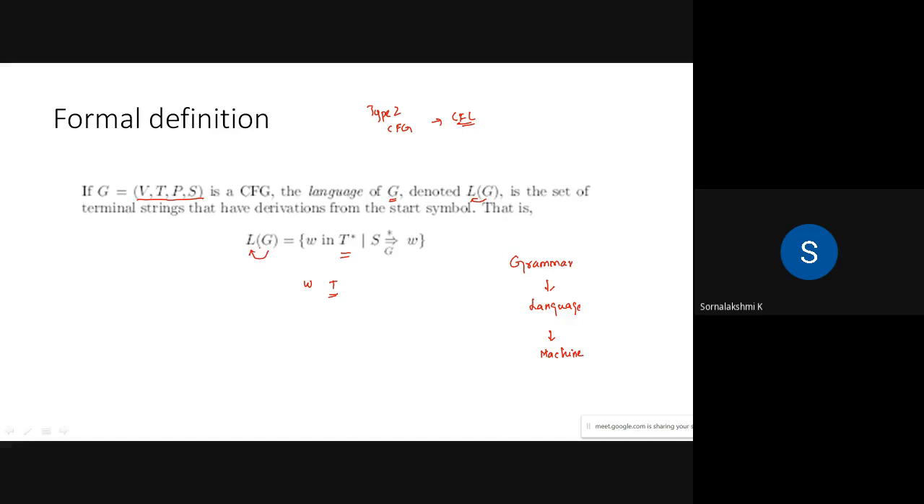So a context-free language generated by a context-free grammar is represented like this. Language is a set of all possible strings. W is one of the strings. Okay, so it's the set of all possible strings, and our strings should be represented in terms of terminals. No non-terminals allowed. And how should they be generated? From the starting symbol, applying the grammar, we should generate the word. This is the formal definition for a context-free language.